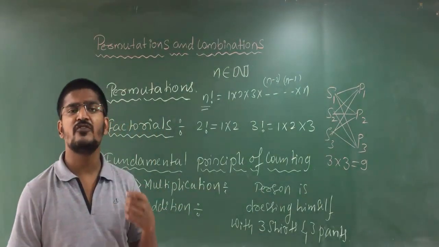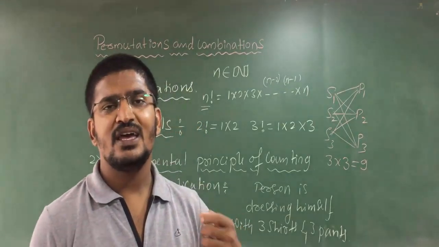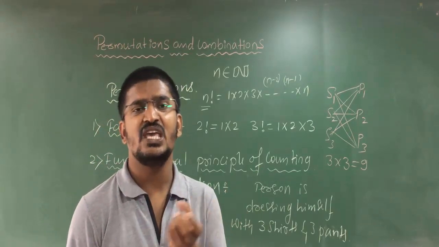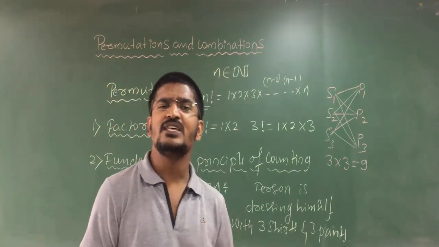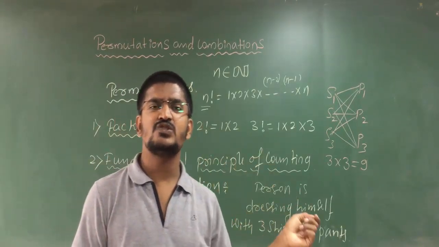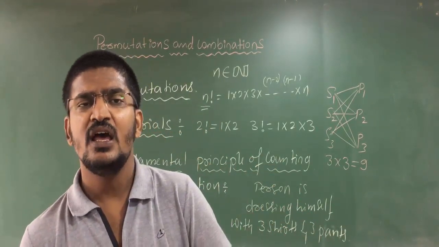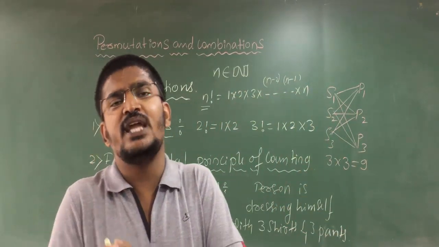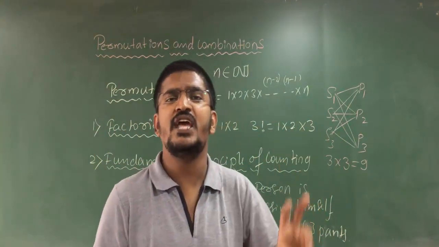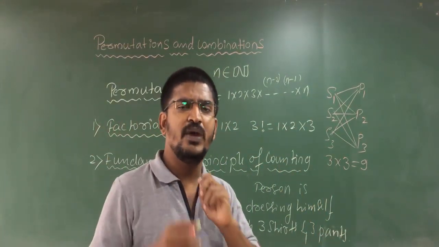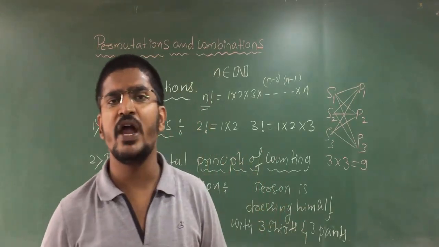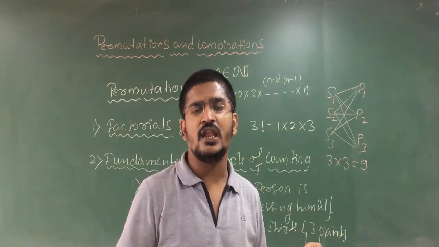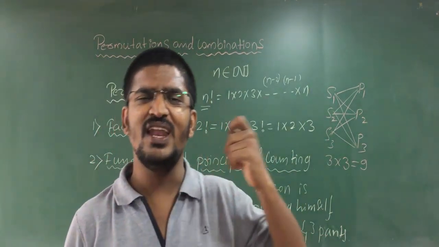Here the fundamental principle of multiplication means: if event A has m ways, and event B has n ways, the event B has to be done after A has already been done. Clear? So B is depending on A. B will be done only when A is done.